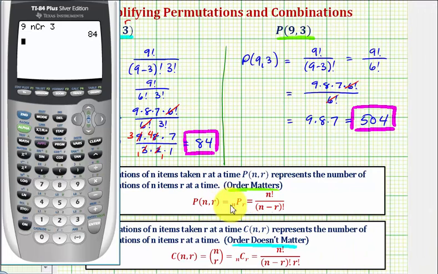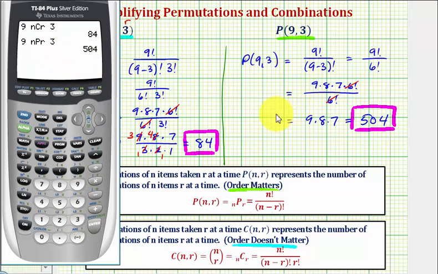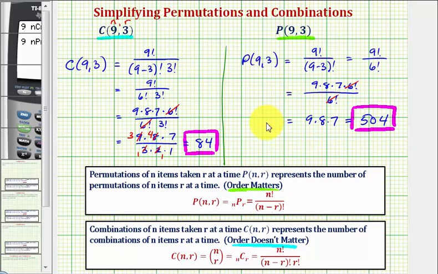And now we'll check the permutation. Again, we'll be using this notation here. So we first enter n, which again is 9. So we have 9, and then Math, Probability, option 2 this time for permutation, so 2, and then we enter r, which is 3. So this is 9 permute 3, and then enter, which equals 504. I hope you found this helpful.